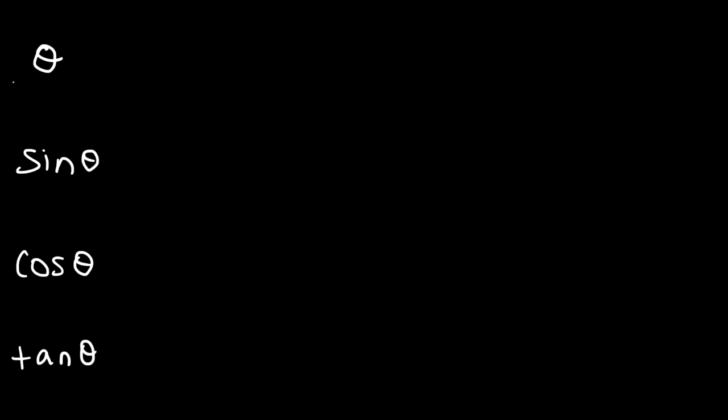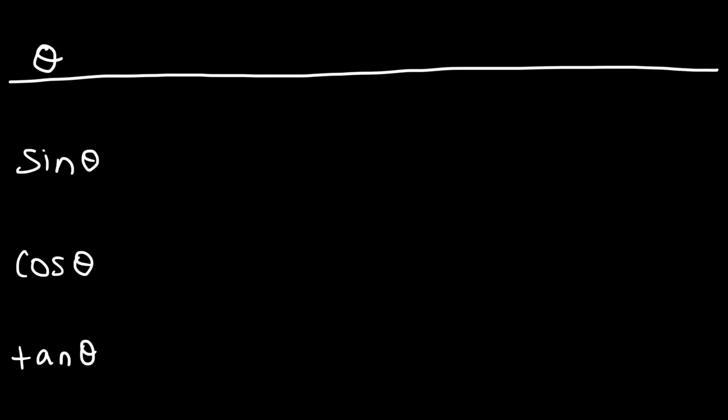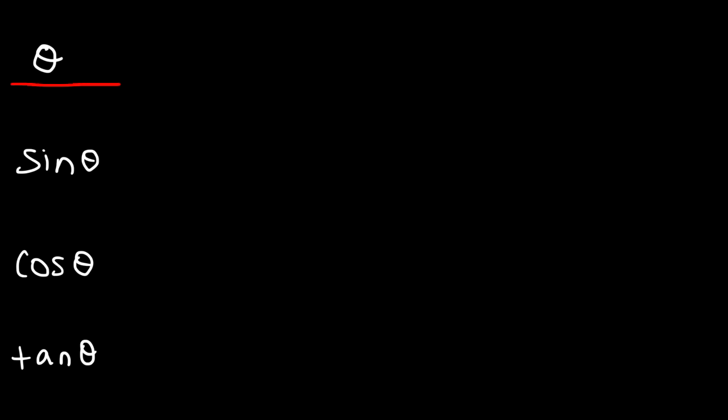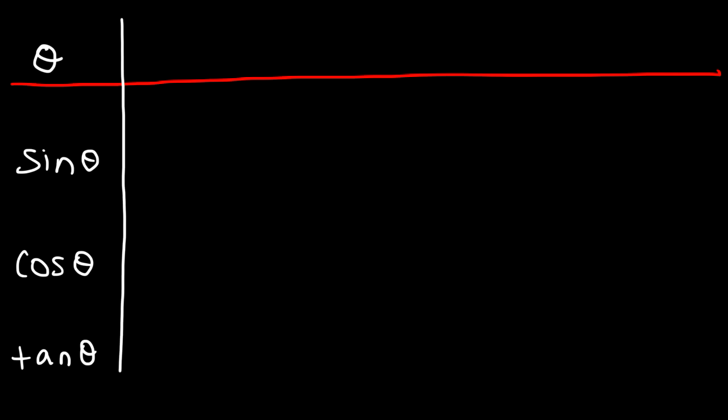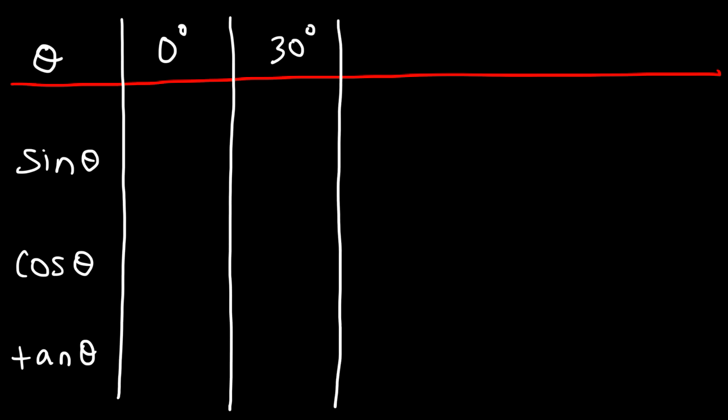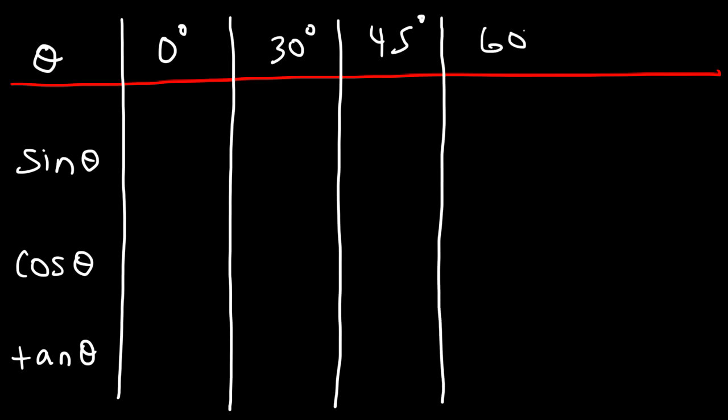Now I'm going to put this together all in a table. Let's say this is theta, this is sine theta, and then cosine theta, and tangent theta. So this is going to be 0 degrees, and then 30, 45, 60, and 90.